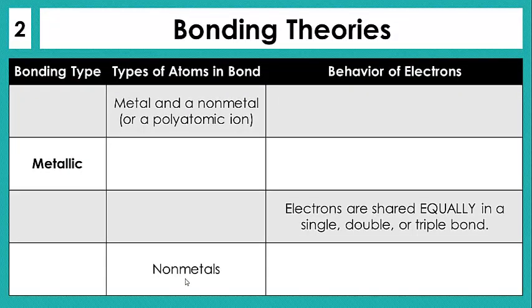Number 2 is a chart for us to complete about bonding theories. So for the first one, I'm told that it is a metal and a nonmetal, or there is a polyatomic ion. So that's going to be an ionic bond.